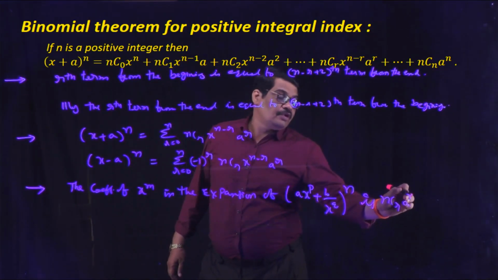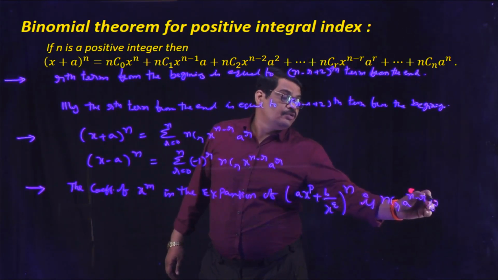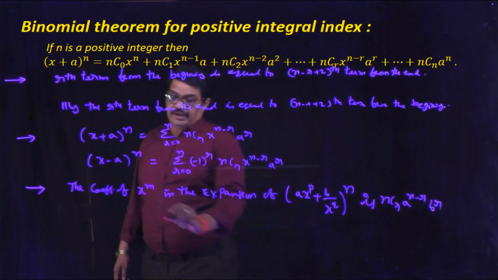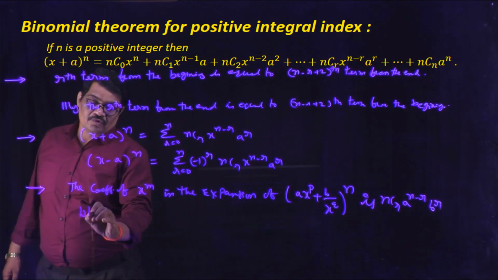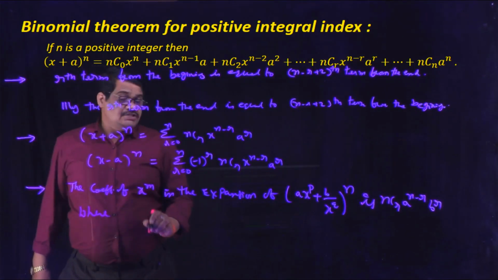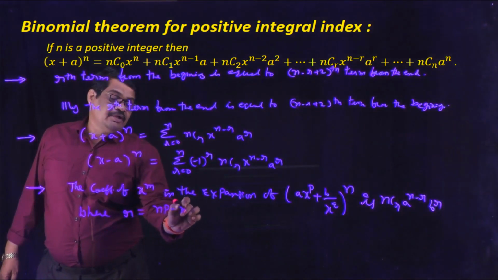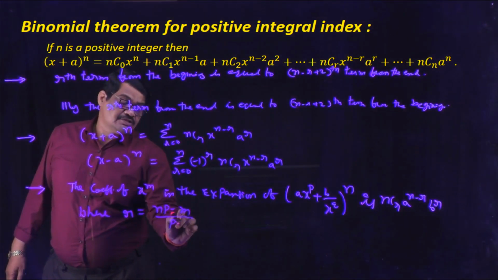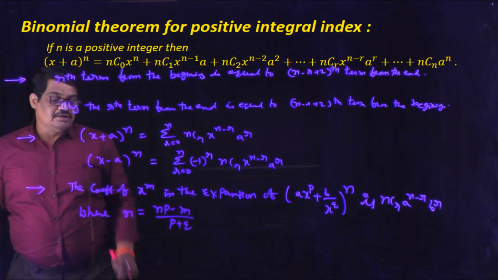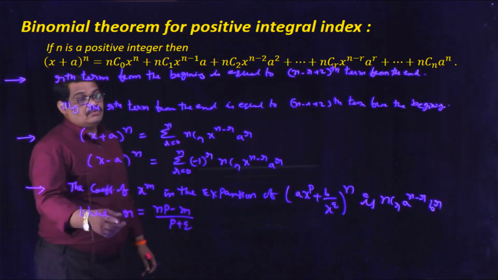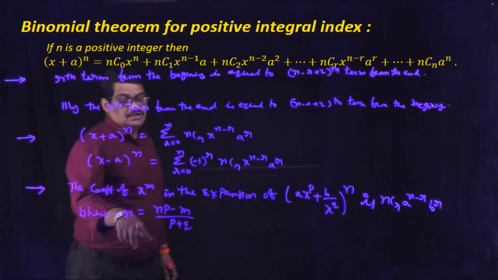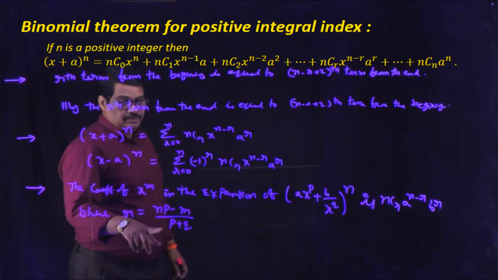nCr a power n minus r b to the power of r, where r is, we are finding r, equal to (np minus m) by (p plus q). We are finding first r. How to find the r? r is (np minus m) by (p plus q).